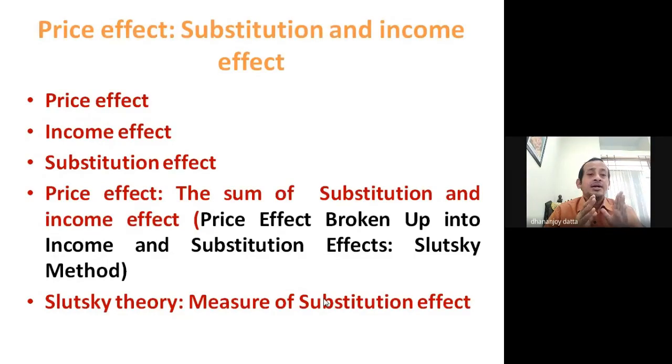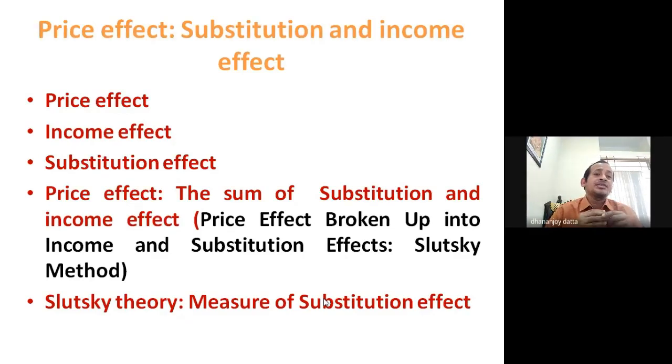What I said, Slutsky theory, measure of substitution effect, will cover in two ways: A, Slutsky substitution effect for a fall in price of good, and B, Slutsky substitution effect for a rise in price of good. So these will be covered in the Slutsky theory. Then we'll cover price effect, the sum of substitution and income effect, through the Slutsky method. These will be covered in the next session.